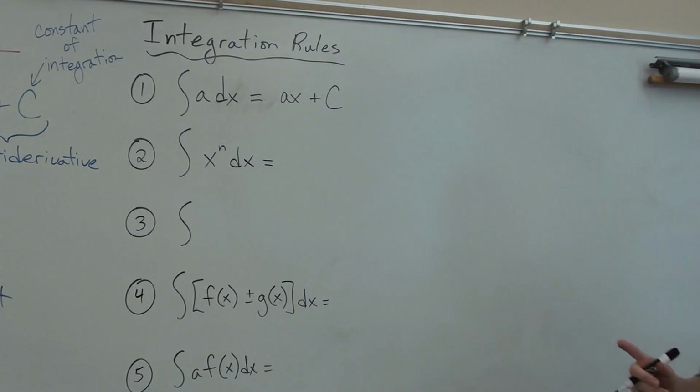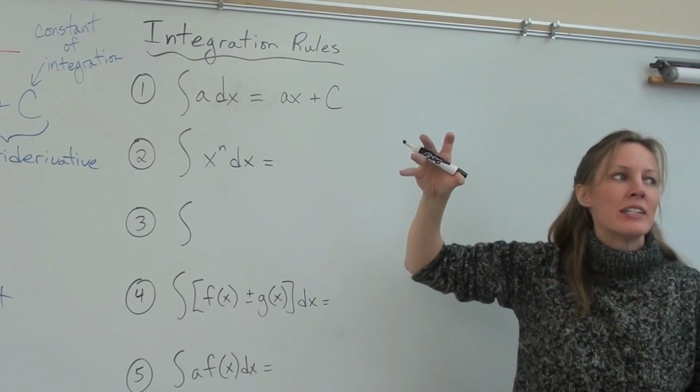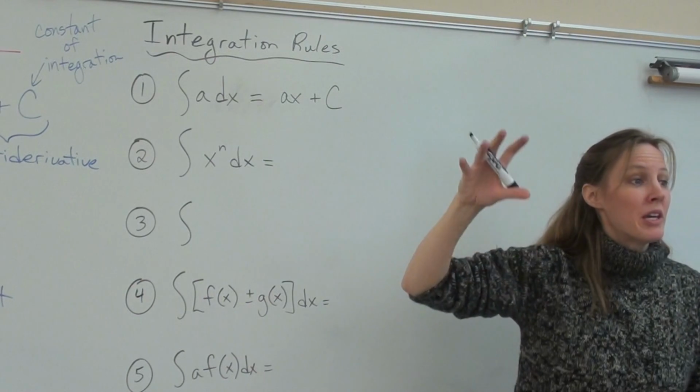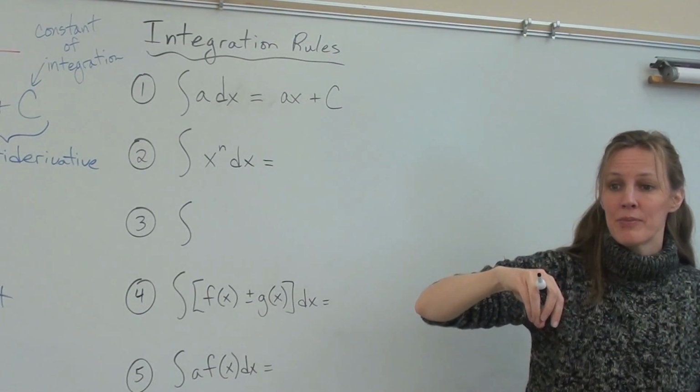This is the easiest rule, and it's the one that gets missed the most, because you're so used to seeing a constant putting 0, right? So be careful: when you're doing an integral and you see a constant, it's the constant times x.